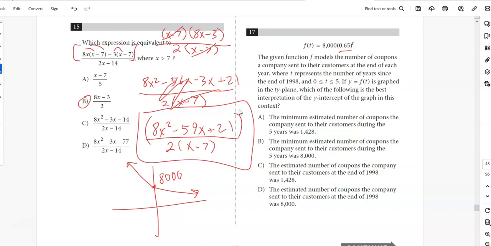Okay, so time is the number of years since 1998. So 1998 is the time there. The estimated number of coupons the company sent to the customers at the end of 1998 was 8,000. Yes, so it does seem like D makes a lot of sense there. That's what's happening. Okay.